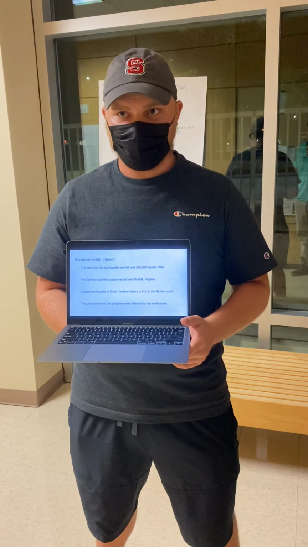Some of the environmental impacts of this: the earthquake tremors actually went out 200,000 square miles around the epicenter. The farthest point north it was felt was Norfolk, Virginia, which is very far away from the epicenter. This was the largest earthquake in North Carolina history at 5.2 on the Richter scale, which is crazy knowing what kind of geological boundary North Carolina sits on.